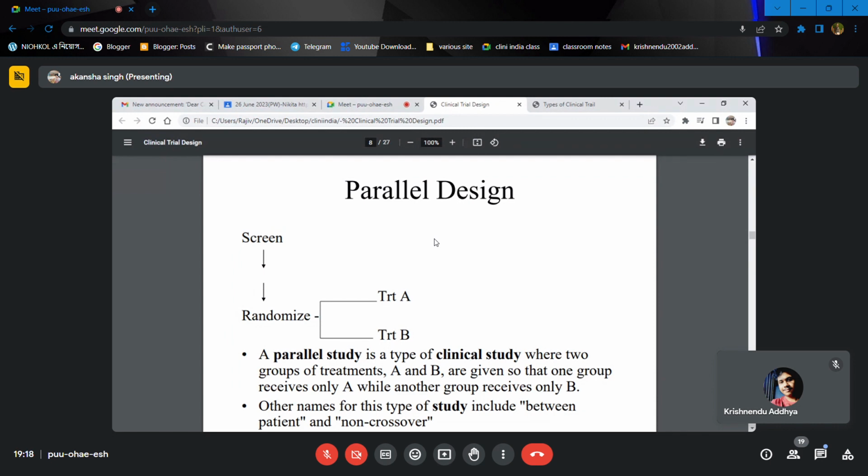Like, to group A you have given a test drug, and to group B you have given a standard drug or a placebo, and then you can compare which patients felt better. So this becomes your parallel study. Understood? Yes or no? Yes, ma'am.